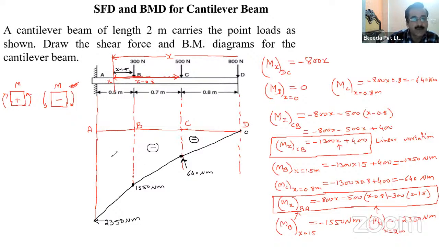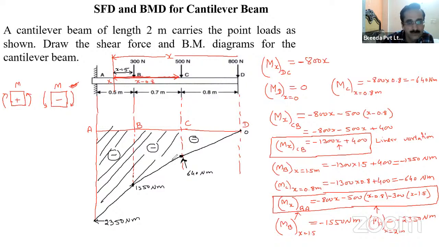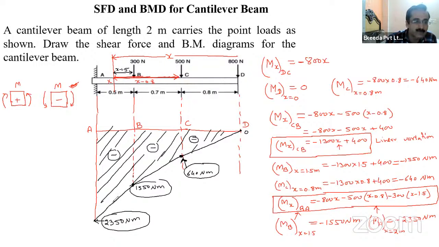So this is how the bending moment diagram is obtained, right? This is the bending moment diagram for this cantilever beam. So 0 to 640 Newton meter in the negative direction, then 640 to 1550 Newton meter a straight line, again a different straight line, the slope may be different, and then 1550 to 2350, again a straight line but a different straight line, right? So D to C, C to B, and then B to A. So this is the shear force and bending moment diagram for this cantilever beam.